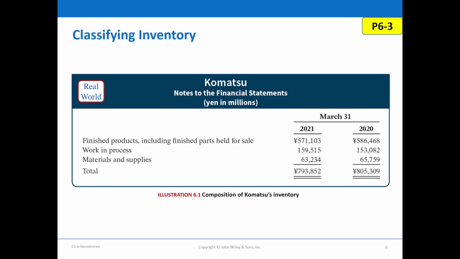Could you tell me whether this company is a merchandise company or a manufacturing company? When you look at financial statements, if you understand the concepts, you will get some information. So look, this is a manufacturing company. Why? Because they have three inventories: materials, work in process, finished goods. That's why it's a manufacturing company.